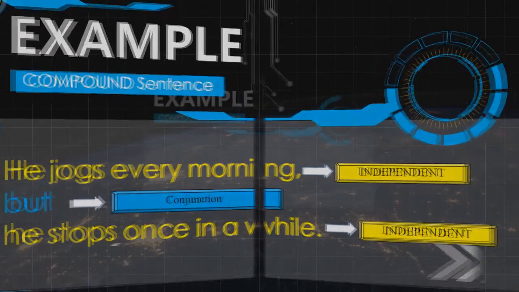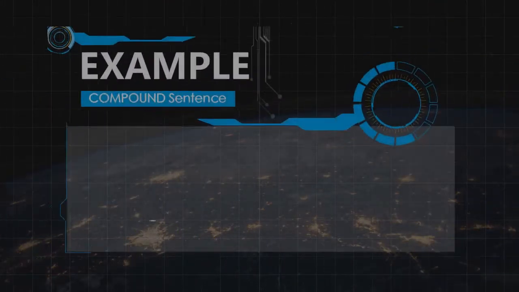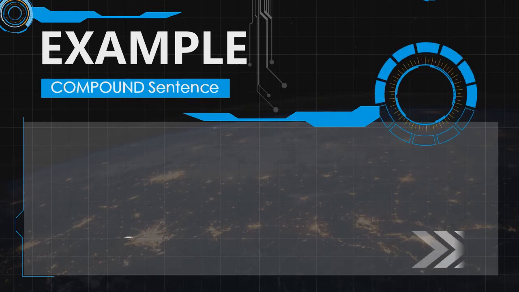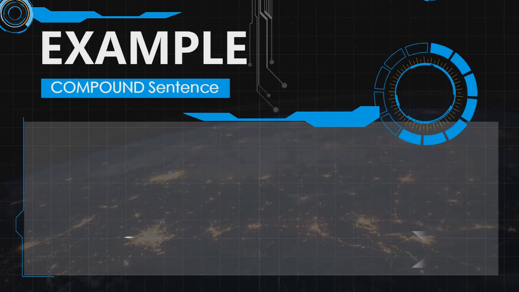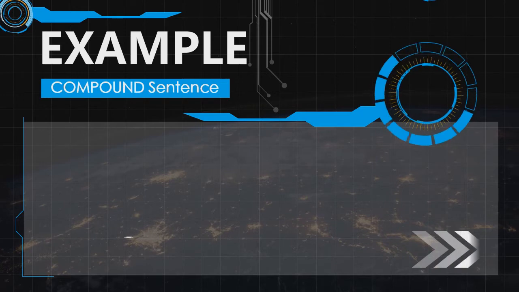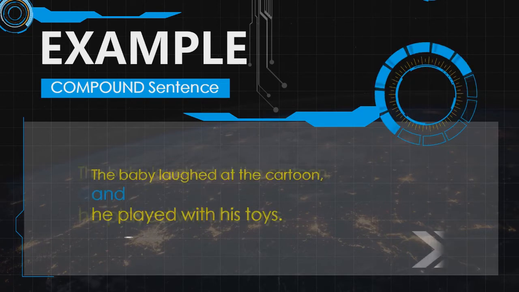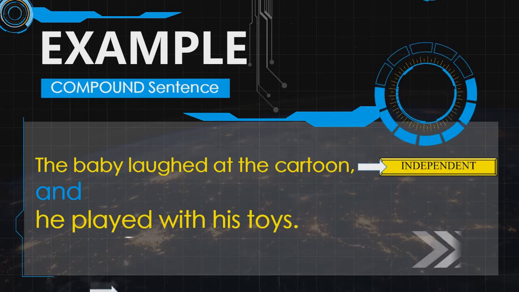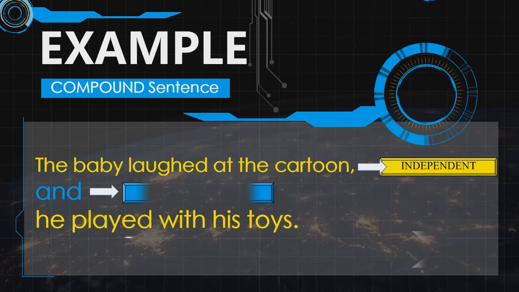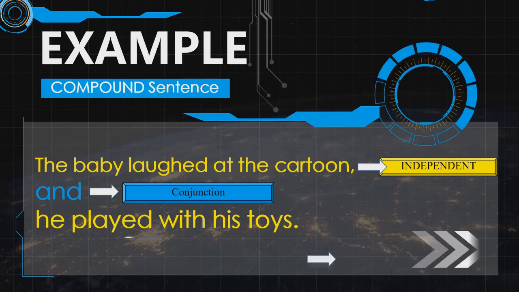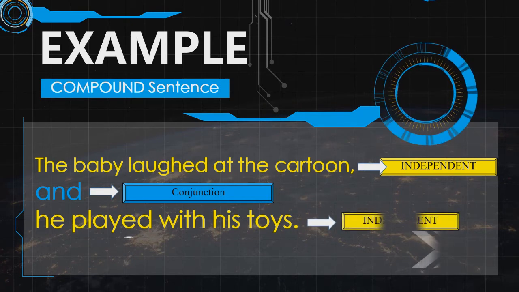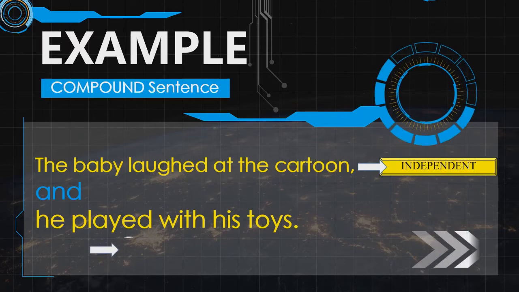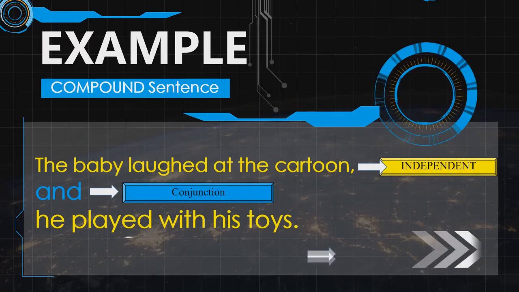And the last example is the baby laughed at the cartoon and he played with his toys. It is still a compound sentence because it is composed of two independent clauses. The first independent clause again is the baby laughed at the cartoon, and the second independent clause is he played with his toys. And the coordinating conjunction is the word and. It is still part of the FANBOYS conjunctions.